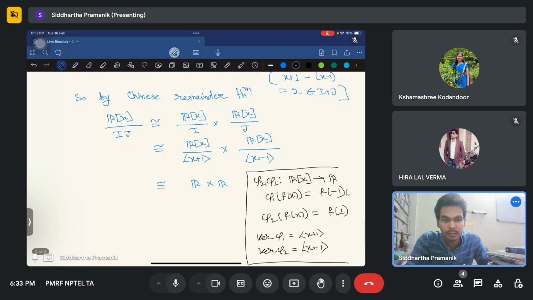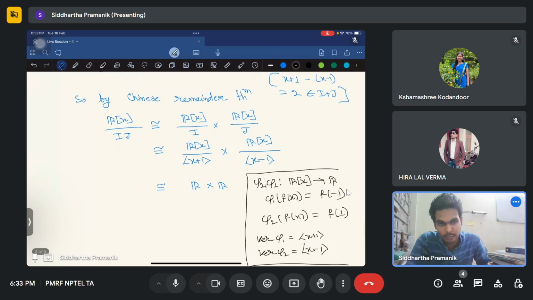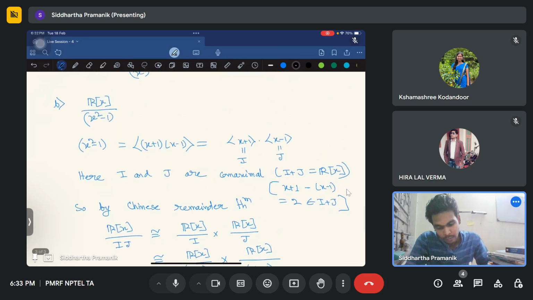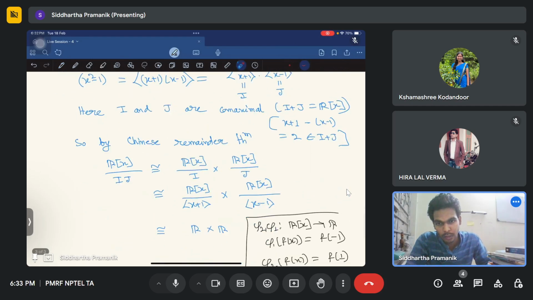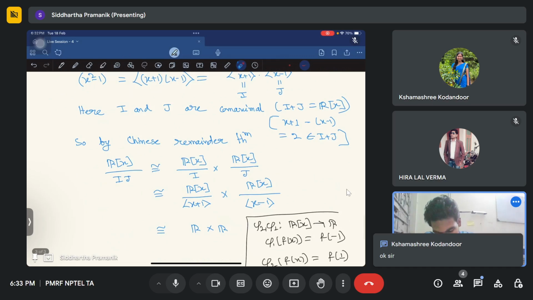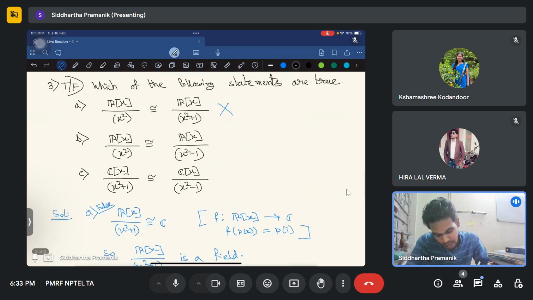Is it okay? Did you understand? Okay. So this quotient is actually R cross R. Now let's go back to the problem. We have identified this quotient with R cross R, which is just the Cartesian product of two fields. Now can you say whether this is an isomorphism or not?